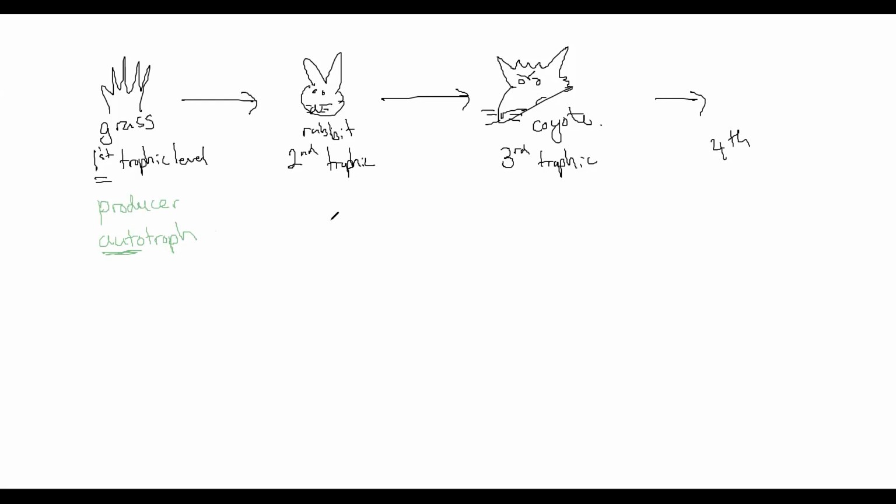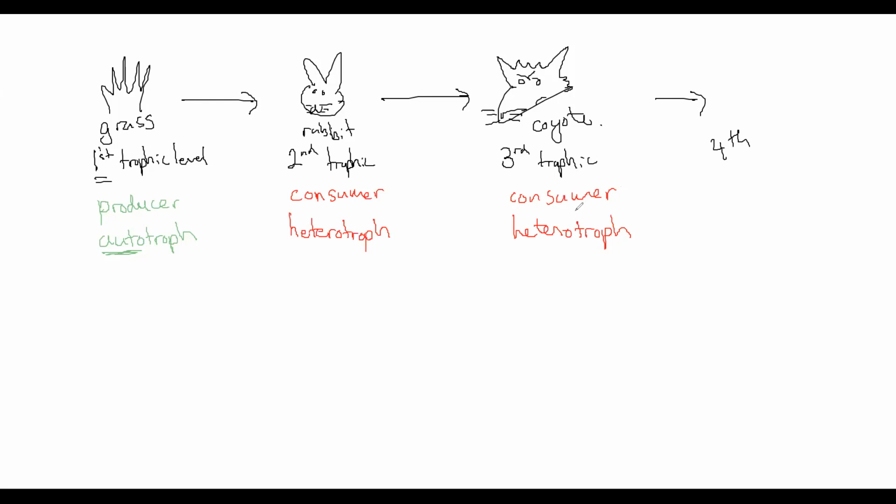The rabbit and the coyote do not produce their own food. They heavily rely on eating. So this rabbit is a consumer. And of course, the coyote is also a consumer. A consumer can be also called a heterotroph. And so a coyote is also a heterotroph. Okay, there it is. There's 2 different ways we can classify food chains.